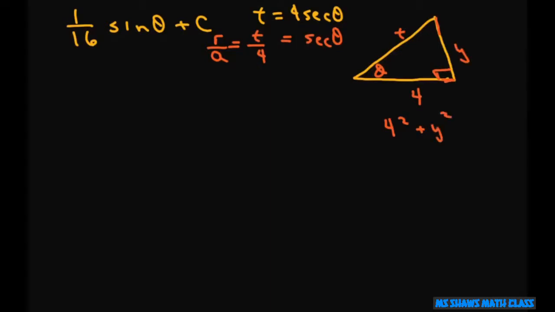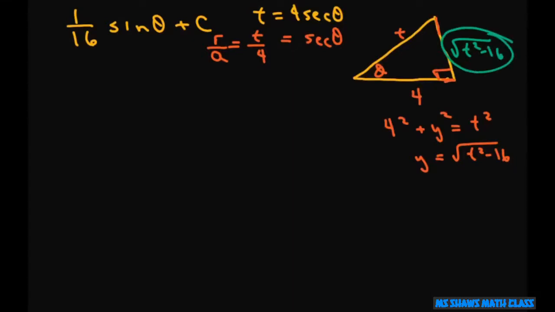Y squared equals t squared. So to solve for this, you're just going to get, solve for y equals square root of t squared minus 16. So this just equals square root of t squared minus 16, which is basically what we started with in the original. So now we have to deal with sine.